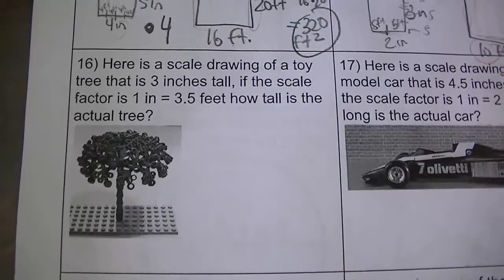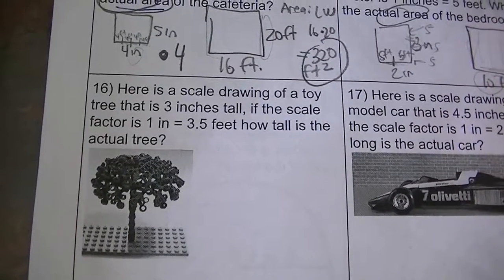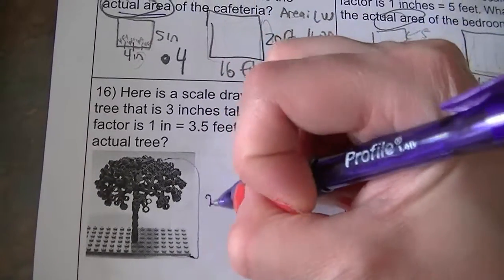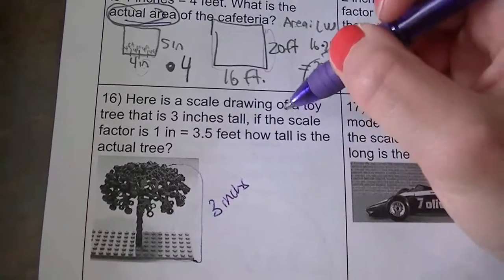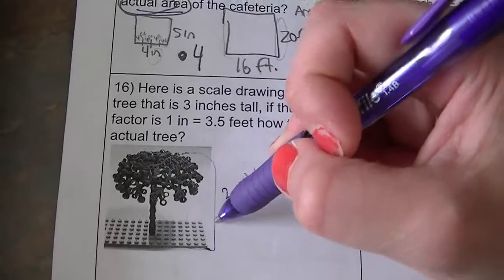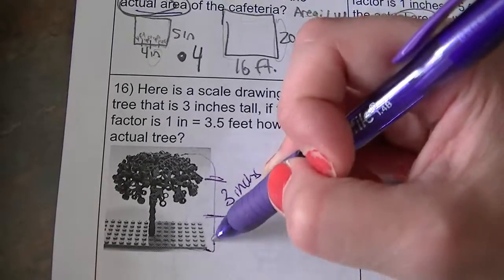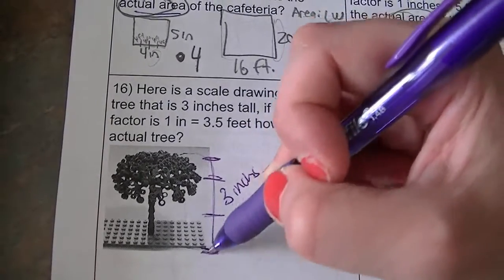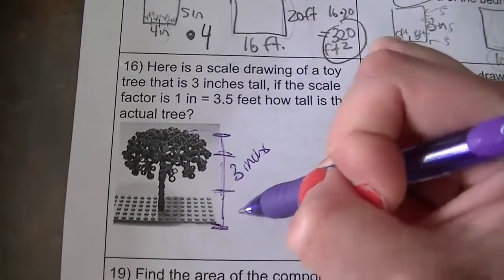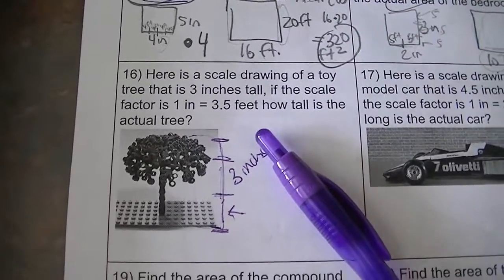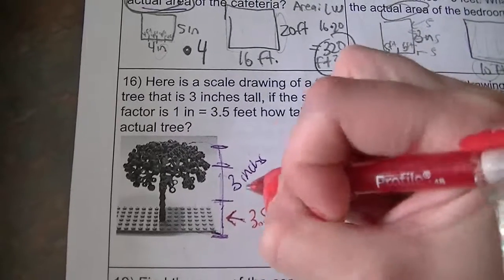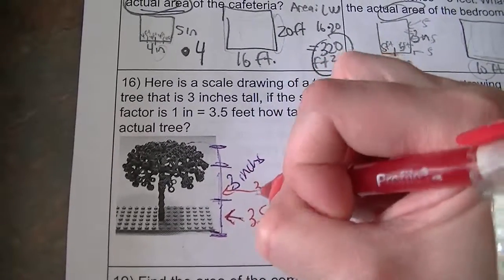Number 16 says, here is a scale drawing of a toy tree that is 3 inches tall. So this tree, its height is 3 inches. If the scale factor is 1 inch equals 3.5 feet, how tall is the actual tree? Okay, so there I've divided this up into 1 inch, 2 inches, 3 inches. Pretend that it's evenly distributed. They're saying, hey, 1 inch right here, on the real life tree, that's actually 3 5/10 feet. And then this little section right there is 3 5/10 feet.